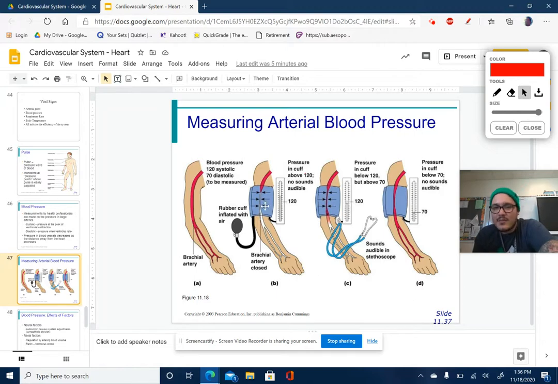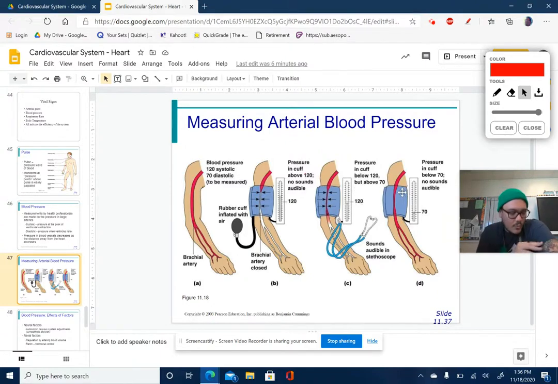Eventually, you inflate it enough that it cuts off circulation, and then normally these devices would be connected to what looks like a thermometer, but it's not measuring temperature, it's measuring pressure. When it measures the first number, that's going to be your highest number, and that's going to be your systolic pressure. Obviously, it's not always 120, but 120 would be a really good systolic pressure.